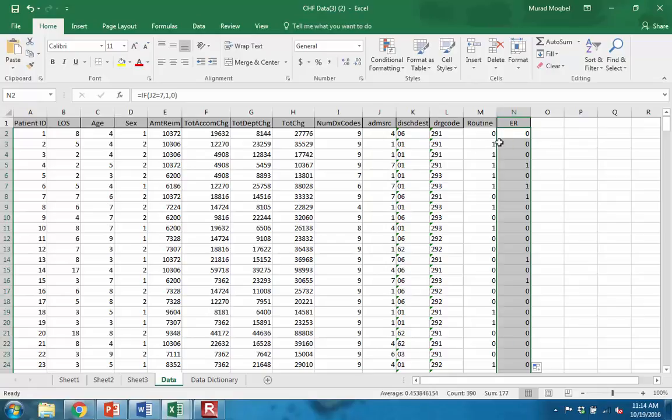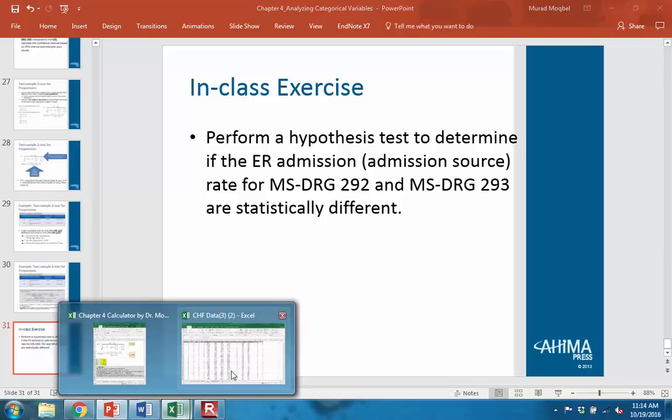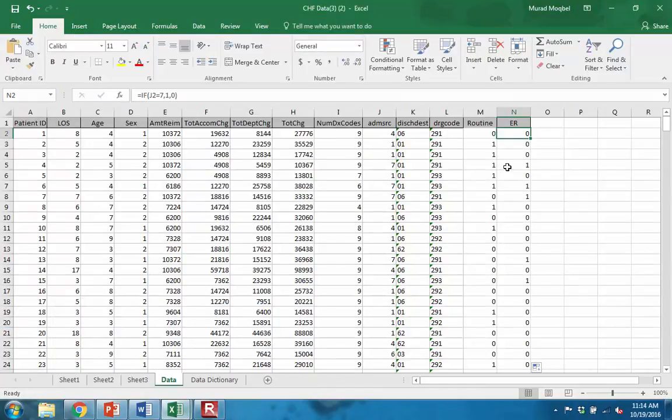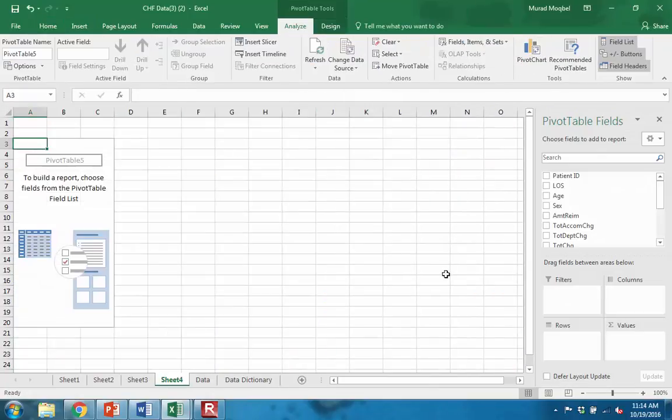Alright, so now I have my emergency column. Now it is wanting me to see if there is a significant difference between those two codes, 292 and 293. So let me calculate the rates, because I will need the rates and the sample size. So I will use pivot table.